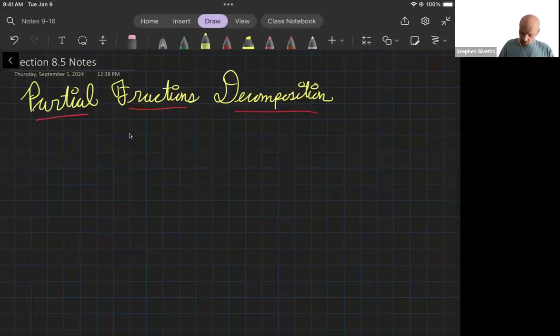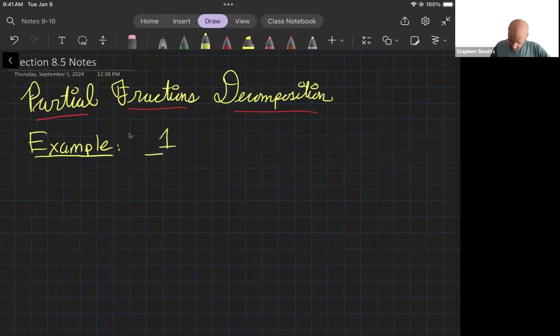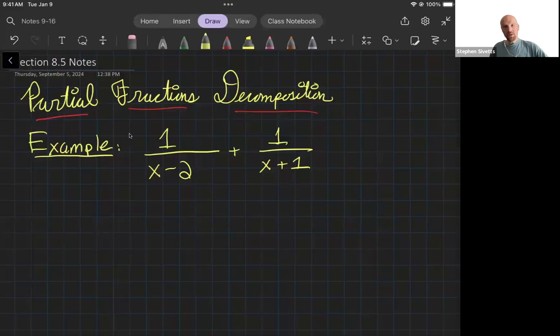So here is the origin of this technique, right? This is where this comes from. We have to go back to learning about how to add fractions. So if I want to add, let's say, 1 over x minus 2 plus 1 over x plus 1, well, what do we do? We have two different numbers in the denominators of each of these fractions, right? So the primary goal of adding fractions is making sure we get a common denominator, right?